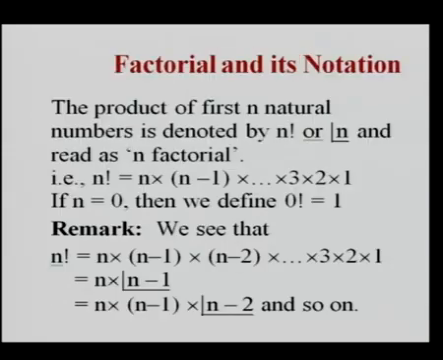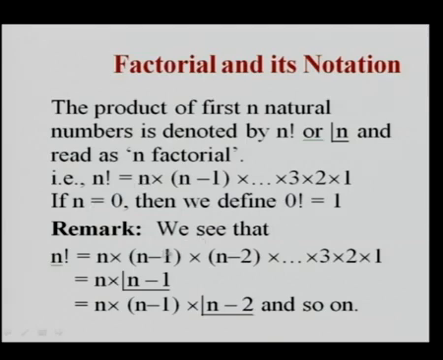First of all, factorial is nothing but the product of the first n natural numbers. You see, it is n into n minus 1, n minus 2, and so on up to 3 into 2 into 1. This product is denoted by n factorial. If n equals 0, then we define factorial 0 is equal to 1.